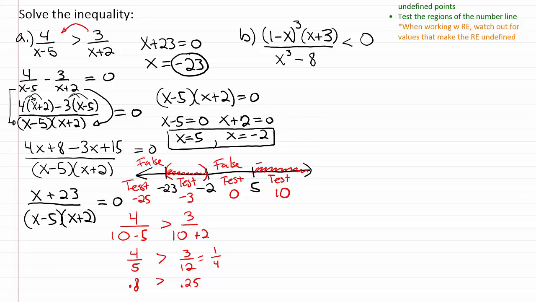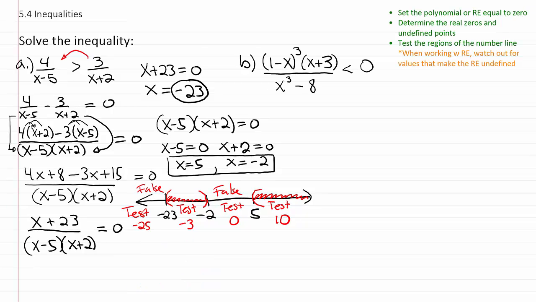Remember, we can't include 5, so we're going to use a round bracket. That goes up to infinity. So we have our solution set then. Okay, so our answer for this one ultimately is from -23 to -2, union from 5 to positive infinity. And again, use the round parentheses for the entire answer because we do not want to include any of these zeros or undefined values.